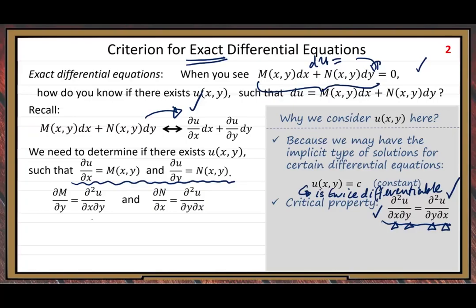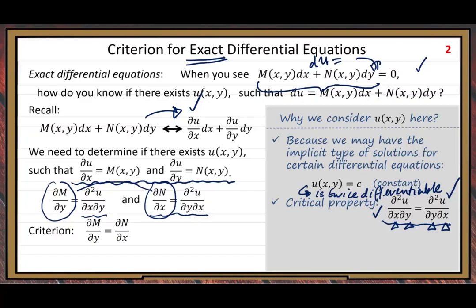If we take partial u over partial y, we get a second partial derivative. That expression, partial n over partial x, gives us another second partial derivative. Based on the critical property, they must be the same. Partial m over partial y and partial n over partial x must be the same. That's the criteria for the m and n functions.